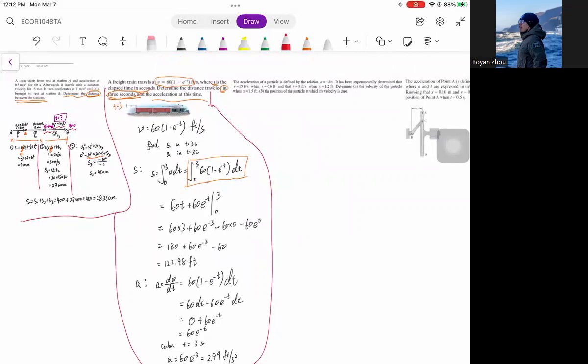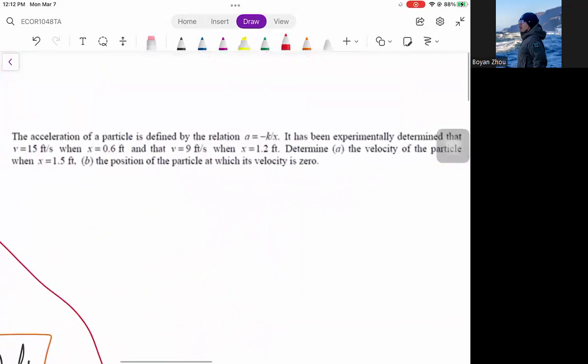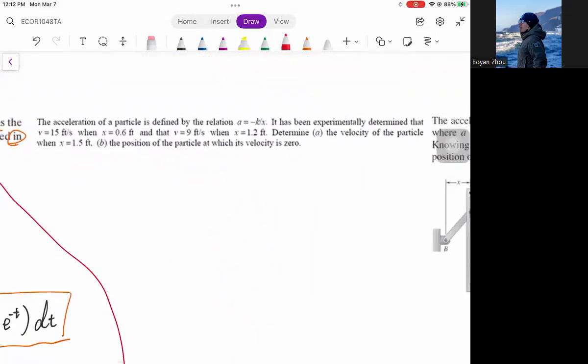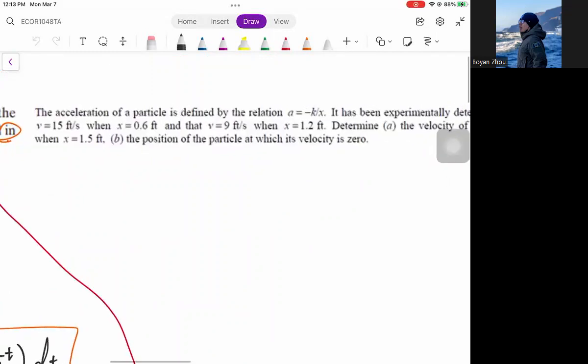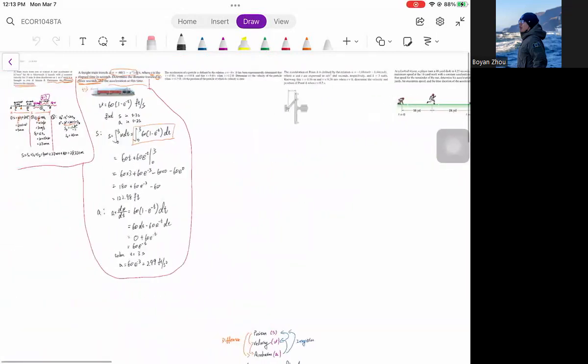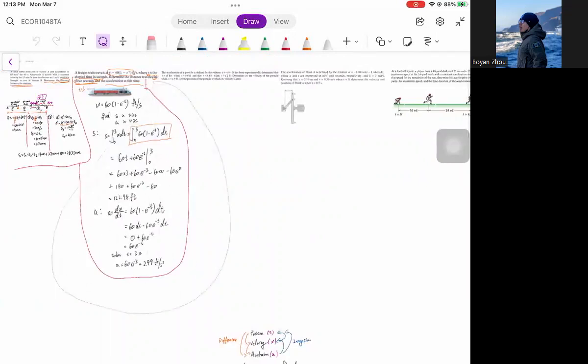Okay, so we can go to the next one, but it seems I forgot to put one question on here. Let me see. That is the third one or fourth one. Okay, the third one is here. I have to make this one smaller.